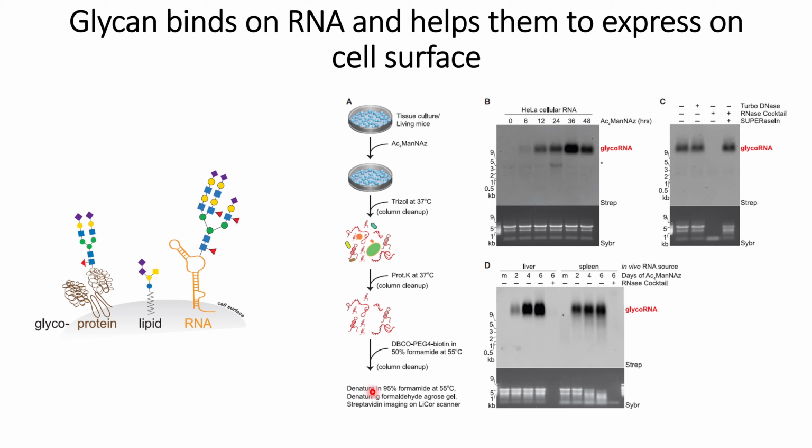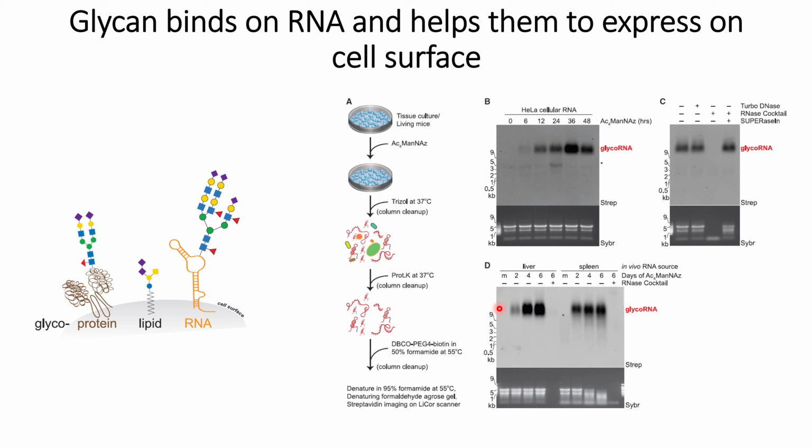This substantiates their point that the signal is because of RNA that is bound to the acetylated mannosamine. Next, they blocked this RNase cocktail by treating the sample with Superase, to further substantiate that the signals are because of RNA. When they blocked the RNase through Superase, they could again see the signal for glycoRNA. This substantiates their point that the signals are because of RNA bound to glycan.